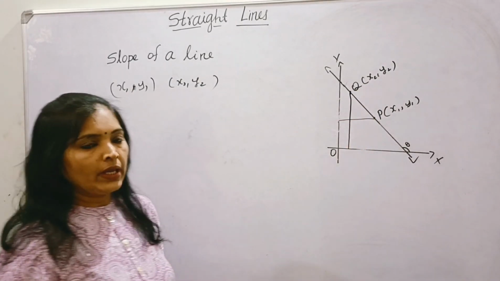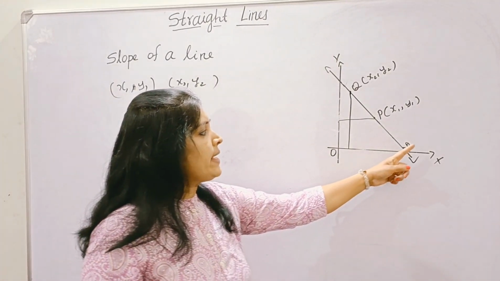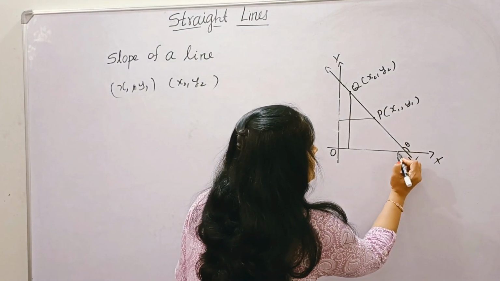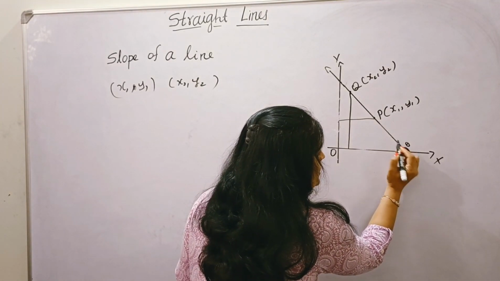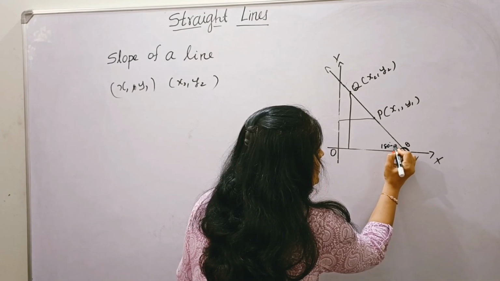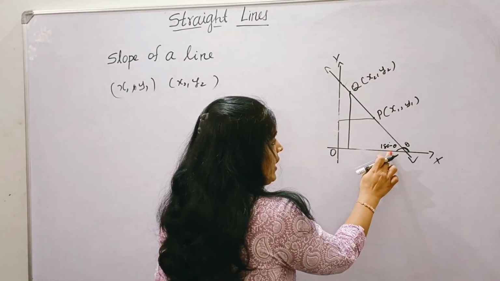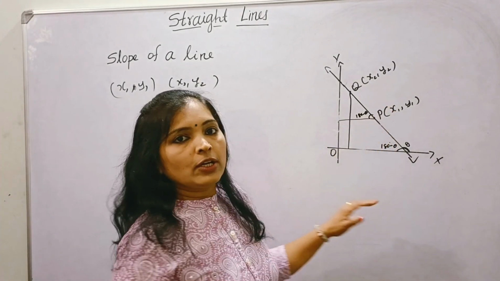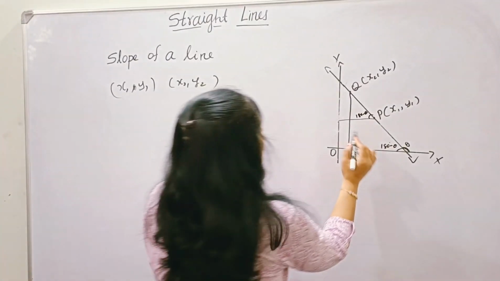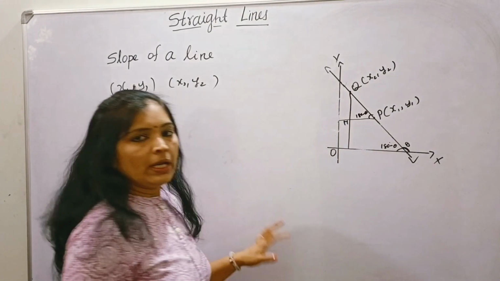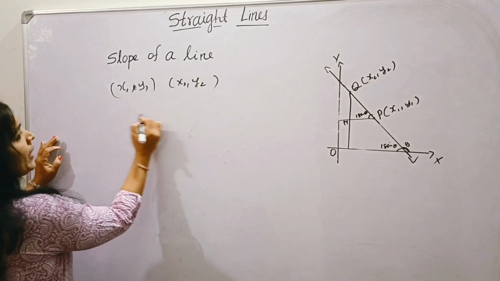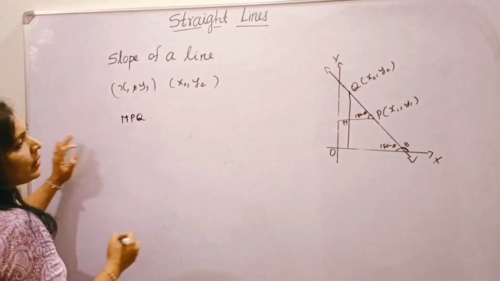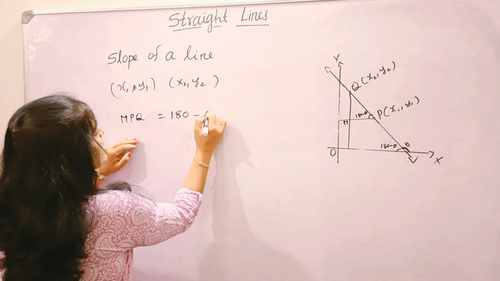Now since it is theta, we know that these angles are supplementary. That is, the total angle is 180 degrees. If it is theta, the other is nothing but 180 minus theta. No doubt it is 180 minus theta. Therefore, let us take this point as M. Now here, angle MPQ is equal to 180 minus theta.